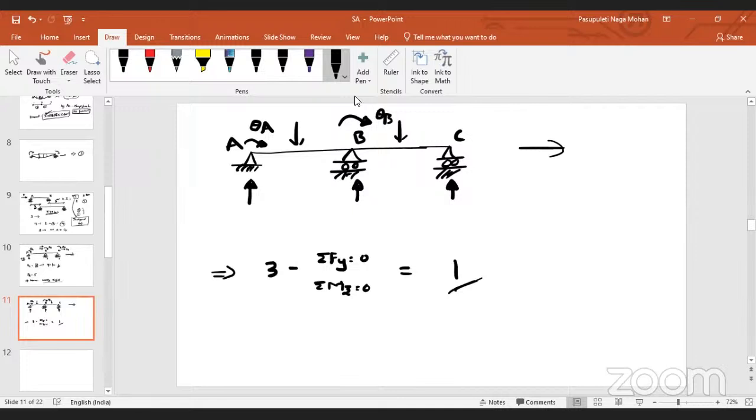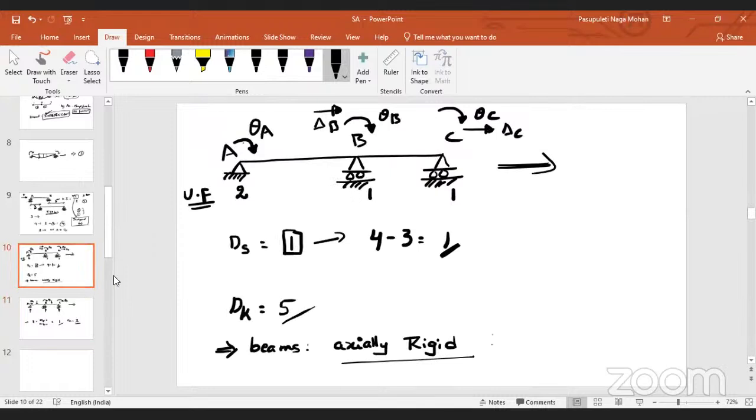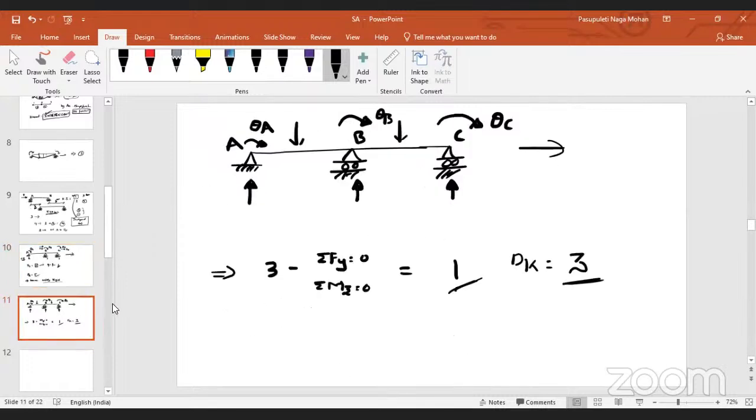So, we can just think about it in our mind. Similarly, at point C, how many unknown displacements are possible? One, sir. What is it? Rotation at point C. Now, what is the kinematic indeterminacy? Three, sir. Now, here, what is the kinematic indeterminacy? Five, sir. Here, what is the kinematic indeterminacy? Three.